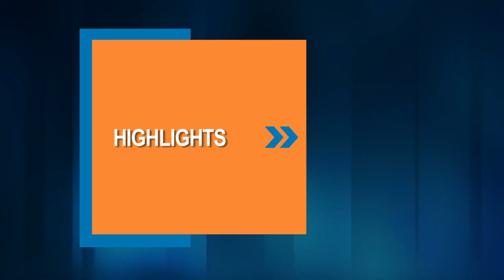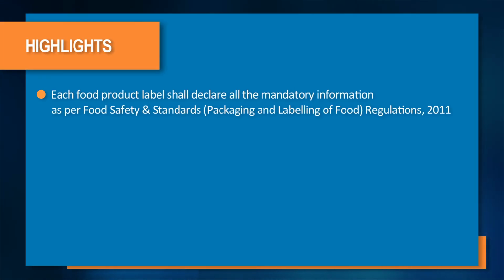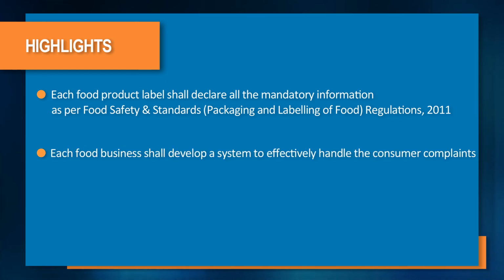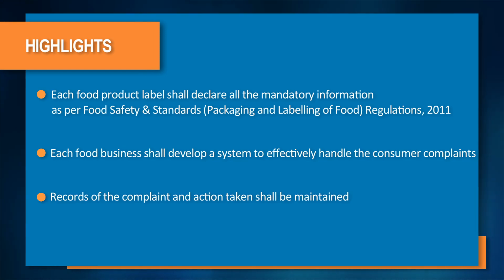Thus, the main points in this video are: each food product label shall declare all the mandatory information as per food safety and standards, packaging and labeling of food regulations 2011. Each food business shall develop a system to effectively handle the consumer complaints. Records of the complaint and action taken shall be maintained.